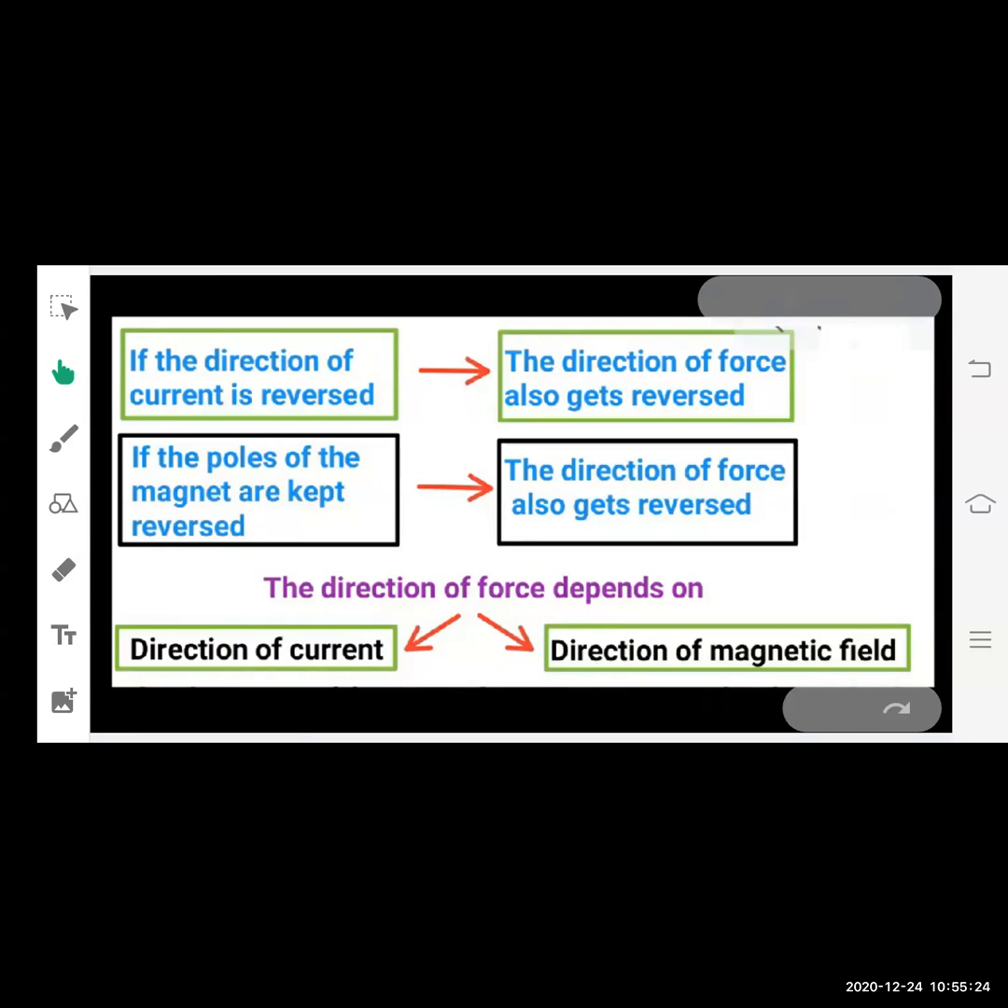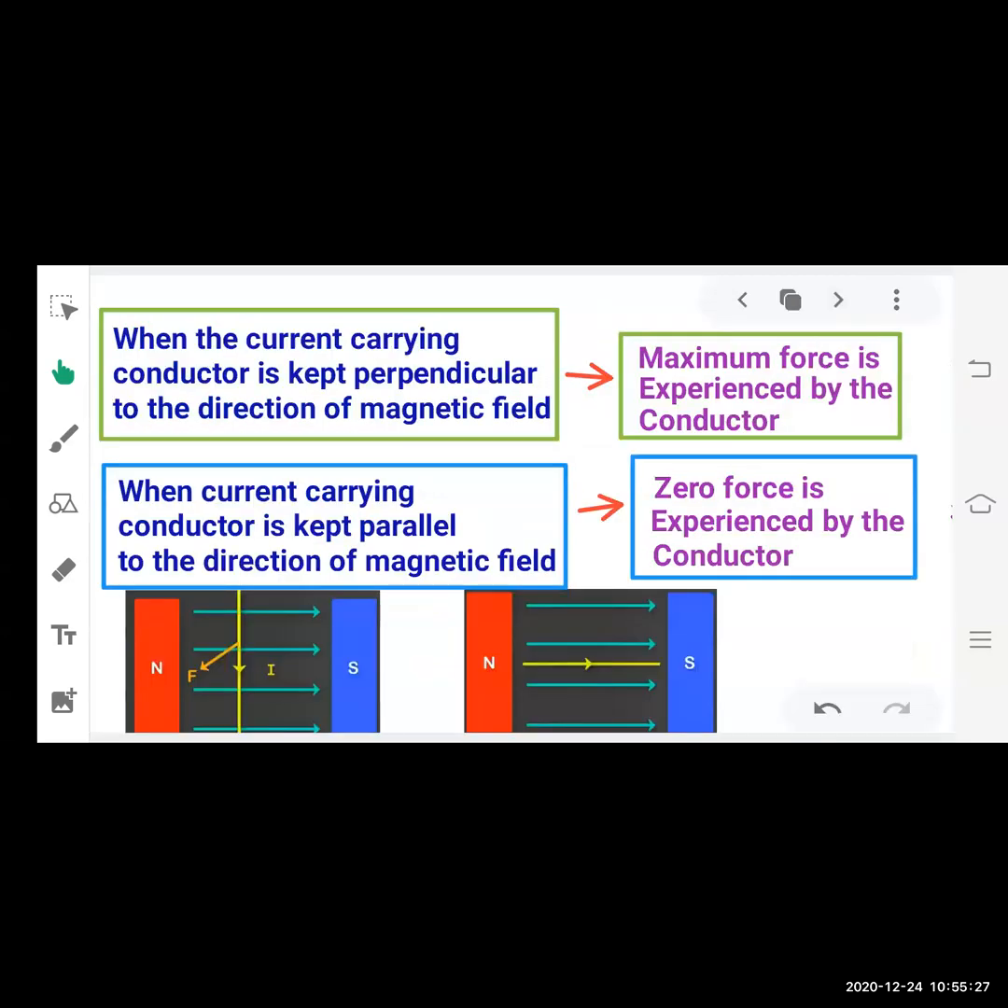Correct? Now, moving on to the other part: when the current carrying conductor is kept perpendicular to the direction of the magnetic field. As I just told, the force exerted on a conductor depends on the direction of the current flowing in the circuit and the direction of the magnetic field. Along with that, it also depends on the angle between the direction of the magnetic field and the current.